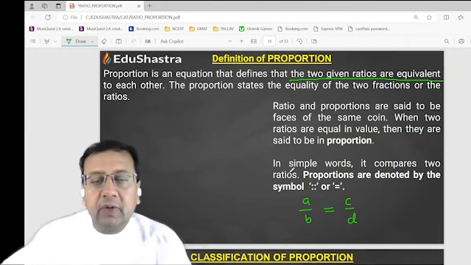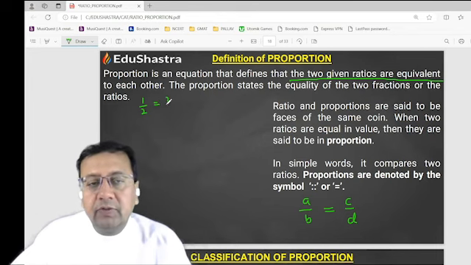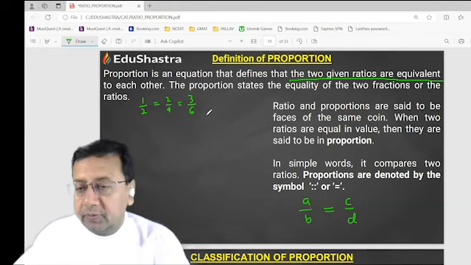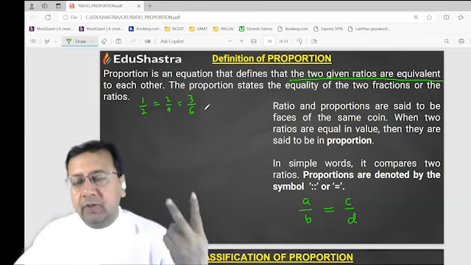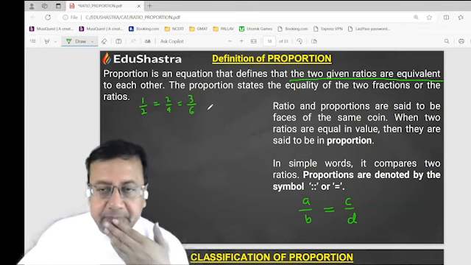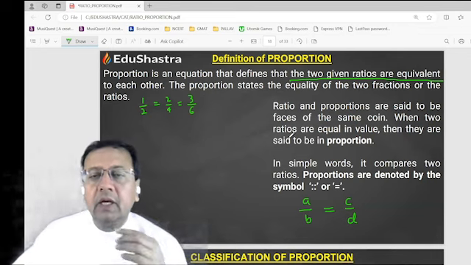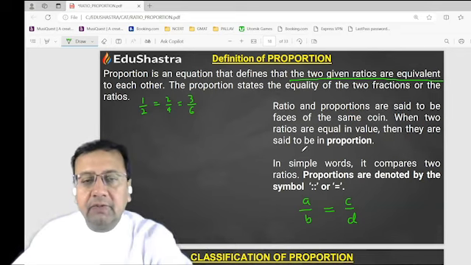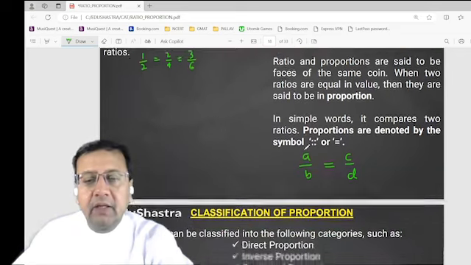So if I say one ratio is 1 by 2, taking 2 times of this, 2 by 4 is in proportion. Taking 3 times of this, 3 by 6 is in proportion, right? So equality of two ratios is called proportion, right?